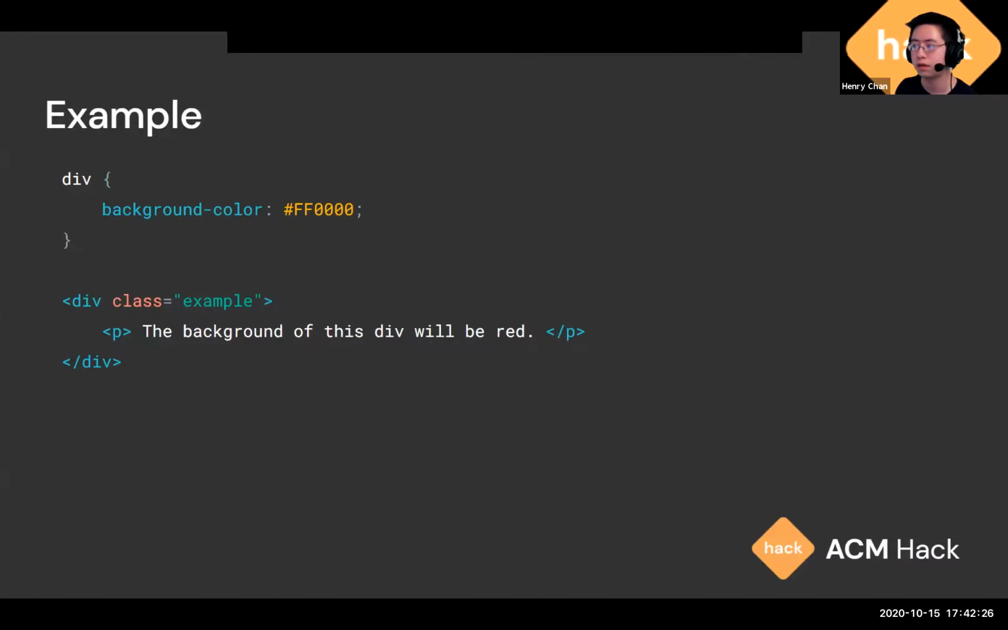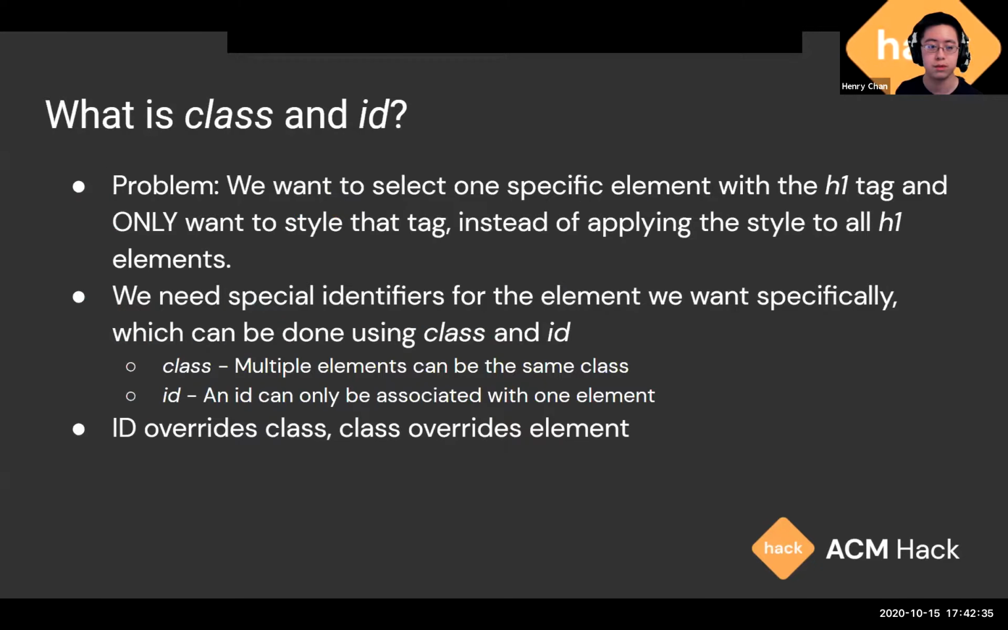And for the next slide, we'll be going more into classes and IDs. So previously I mentioned classes and IDs, and we also use them within our code. And so the reason why we use classes and IDs is because we usually run into the problem of we want to be able to select a specific element, say with the h1 tag, and we only want to style that particular h1 element. We don't want the style to be applied to all h1 elements.